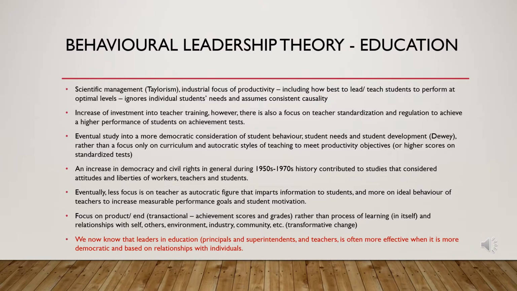An increase in democracy and civil rights in general during the 1950s to the 1970s contributed to studies that considered attitudes and liberties of workers, or in this case, teachers and students. Eventually, there is less focus on the teacher as an autocratic figure that imparts information to students and more on ideal behavior of teachers to increase measurable performance goals and student motivation and happiness.